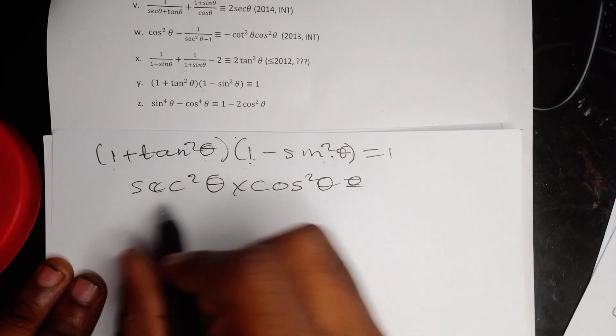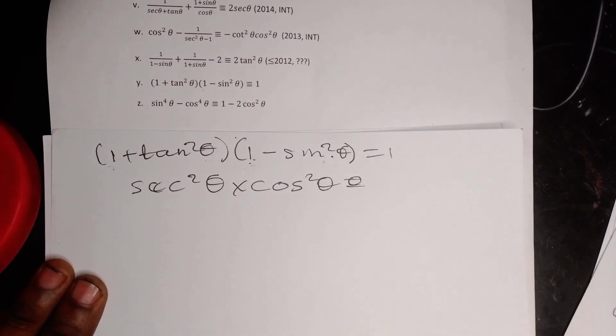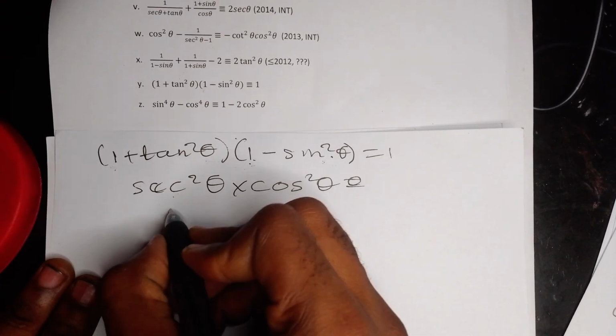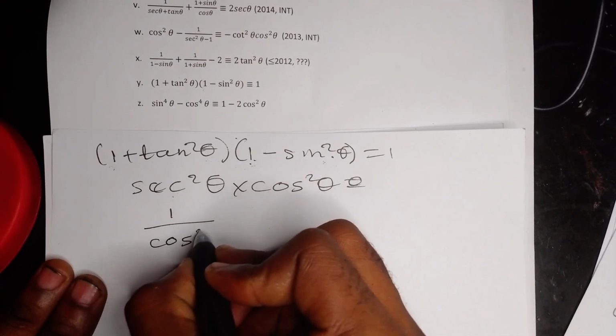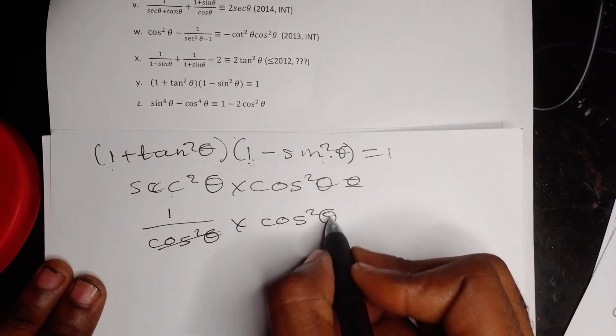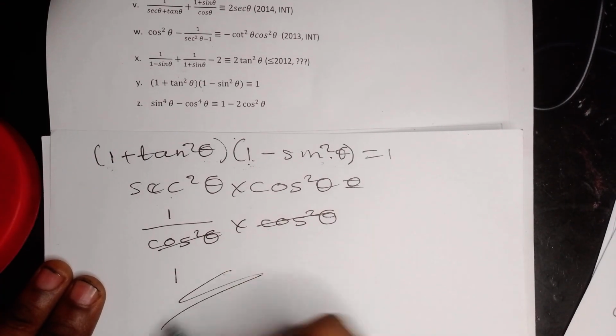But I'm not going to just say 1 because it's too easy. So I can just change this to 1 over cos theta multiplied by this. Then I can just cancel them out, and then I have my 1.